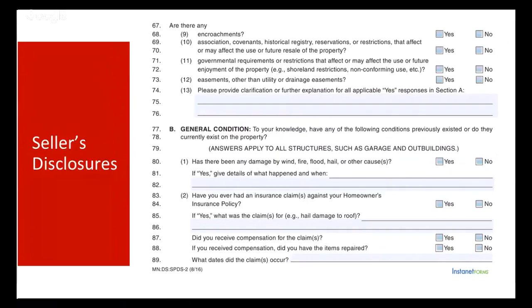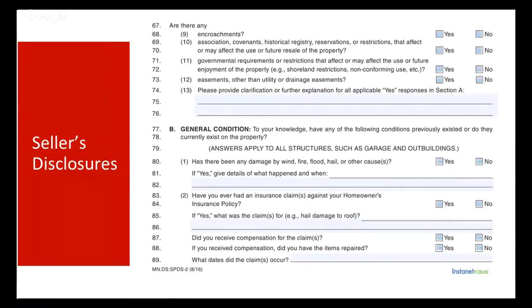General condition, to your knowledge, have any of the following previously existed or do they currently exist on the property? Has there been damage by wind, fire, flood, hail? Do you think it's fairly common to see a yes to that? Absolutely, right? Wind can tear siding off. Hail can cause damage to roof, windows, sidings, etc. So it could be fairly common to say, yes, hey, we had hail damage in 2006. Oh, by the way, what's the next question?